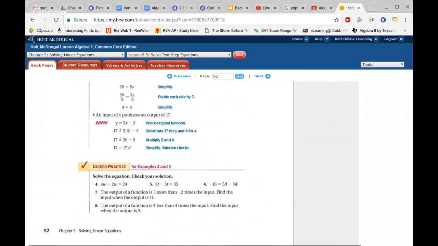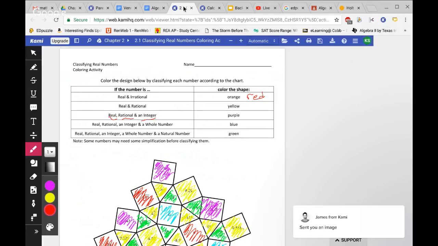Sophia, were you asking about 7 and 8? Yes. The output of a function is 5 more than negative 2 times the input. Find the input when the output is 11. I can't understand any reason why that would be confusing at all, Sophia. I'm just kidding. That is a crazy worded question.